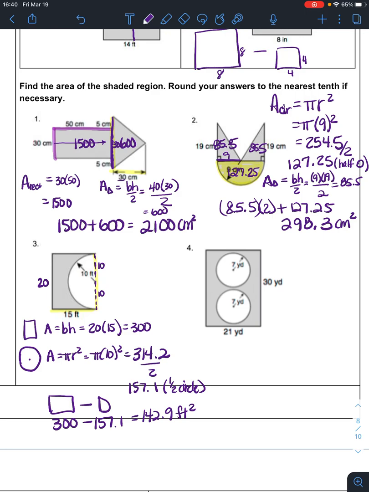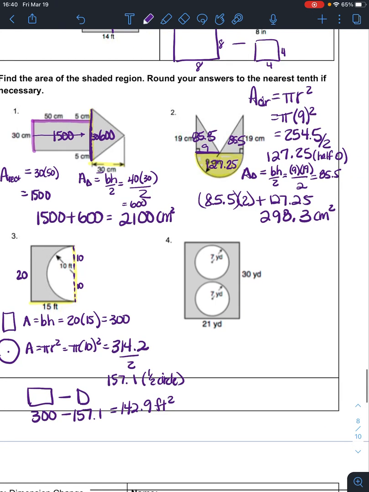Then we've got the last one, number 4. It's a rectangle minus 2 circles. So we take our rectangle and just kind of keep up with it. Just be neat about how you do it. It doesn't matter how you write it. Just kind of be neat in how you write it down so that you can keep up with all of your numbers. So my rectangle area is base times height. So my base was 21. My height was 30. And 21 times 30 is 630. So the area of my rectangle is 630.